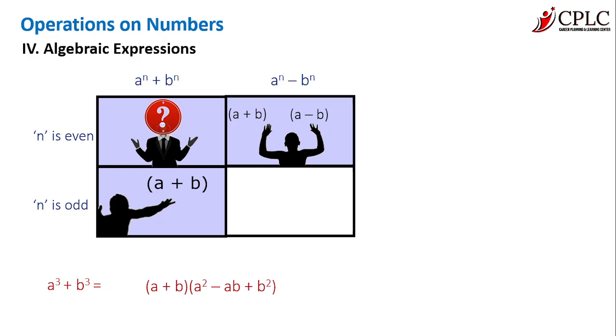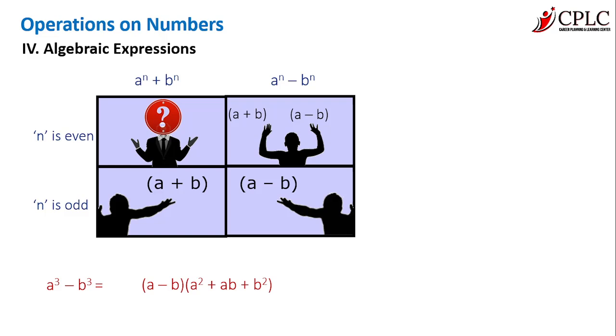And lastly, a raised to n minus b raised to n, when n is odd, it becomes a cube minus b cube, and a cube minus b cube is obviously divisible by a minus b. So all such types of expressions are always divisible by a minus b. Why you need to remember this whole idea is that it helps you find at least one factor when you are dealing with complex expressions, and that's the whole benefit behind it. And this is the way to do that.